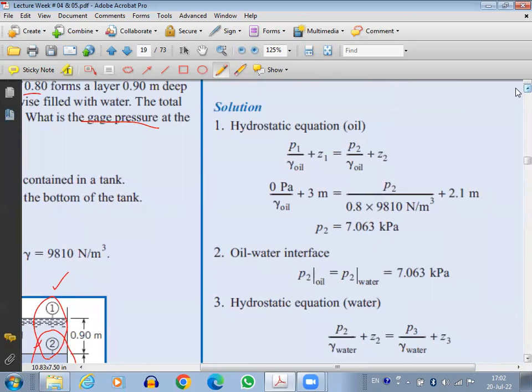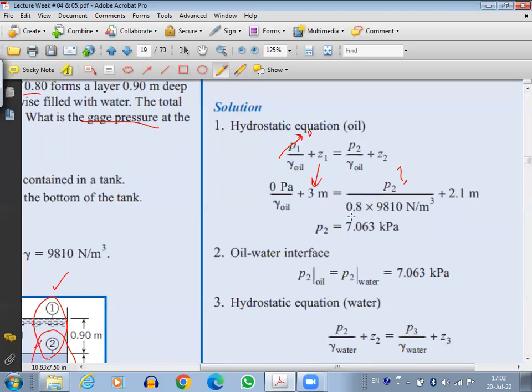So first I use gamma for oil between 1 and 2. Now 1 is open to atmosphere, so we know that P1 will be 0. Z1 would be 3 because let's say I'm starting from the bottom, so at the top it will be 3 meters. So that one will be 3. P2 I need to find out.